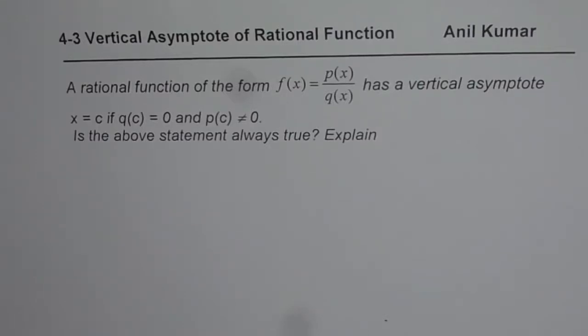I'm Anil Kumar, and in this particular video we'll explore more about vertical asymptotes of rational functions. We have a statement here from a book. It says a rational function of the form f of x equals p of x over q of x has a vertical asymptote at x equals c if q of c is equal to 0 and p of c is not equal to 0.